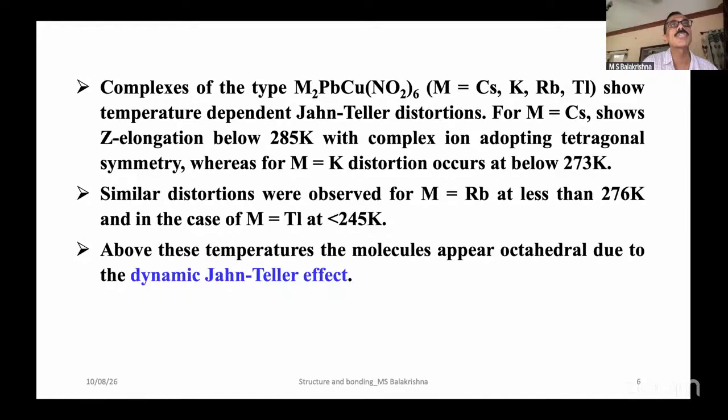For example, M equals cesium shows z elongation below 285 Kelvin with the complex ion adopting tetragonal symmetry, whereas for M equals K, where the cation is potassium, distortion occurs below 273 K. Similar distortions were observed for rubidium at less than 276 Kelvin, and also in case of thallium at less than 245 Kelvin. So above these temperatures, the molecules appear octahedral due to the dynamic Jahn-Teller distortion. So this is essentially dynamic, and the rest, whatever I said, is static.